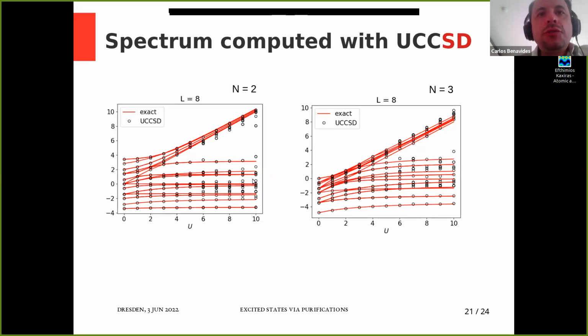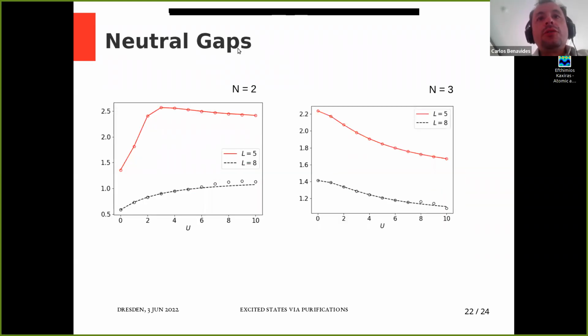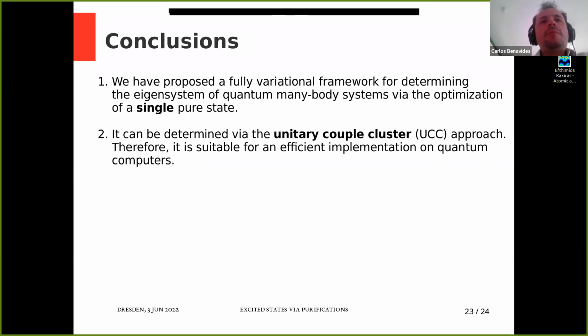However, you see that the deterioration of the quality is still for the highly excited states. And if you compute the neutral gaps, the results are also quite good. So here is for L equal to 5 and for L equal to 8. Of course, there is also a deterioration of the quality in this sector, but in general we believe it indicates that the extension of the variational quantum eigensolver to excited states could be quite straightforward. So this is our first attempt to show that this method can work. Our next steps are to really implement it on quantum hardware, on the IBM computer, or to improve this approximation. So our conclusions are basically very simple.